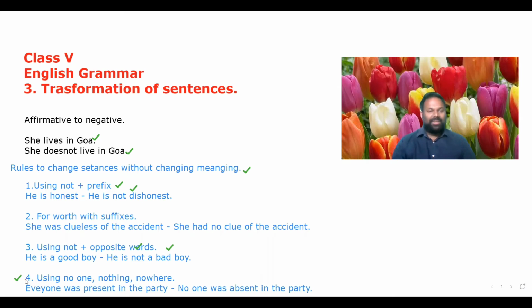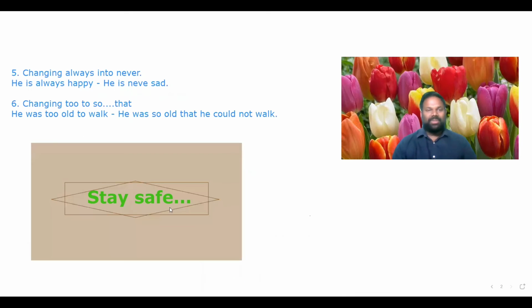Now the fourth rule is using no one, nothing, nowhere. If you have these words in a sentence to change into negative, for example, everyone was present in the party. Okay, so the opposite of everyone is no one. So we have to use the opposite negation. No one was absent. Okay, the opposite of present is absent. So what you have to do is use the opposite negation and use the opposite word of the given word there. Changing always into never.